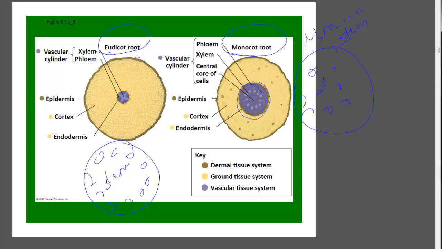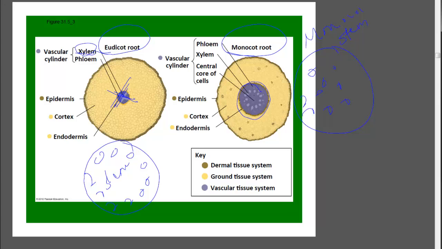In our dicot root, notice that the lighter tissue, that xylem, actually makes an X in the middle. See that? That will help you remember that the xylem is in the center, surrounded by the phloem. This will be important later on, but that X helps you remember xylem.